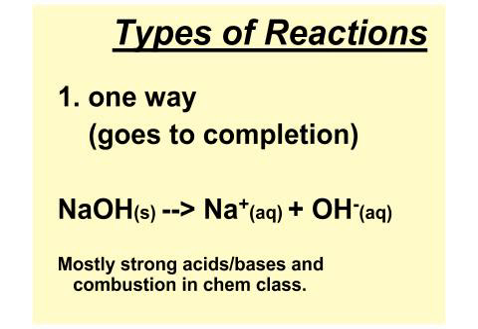There are 2 main types of reactions. This is a one-way reaction. It goes to completion. So for example, NaOH, solid, drop it in water, makes Na+ aqueous plus OH- aqueous. This happens one way because it is strong. Weak ones, we know, do not dissociate 100%. So these are mostly strong acids and bases and combustion in chemistry class. There are other examples of one-way reactions, but in general chemistry, that's it.